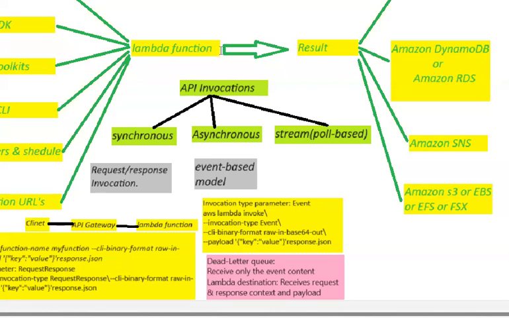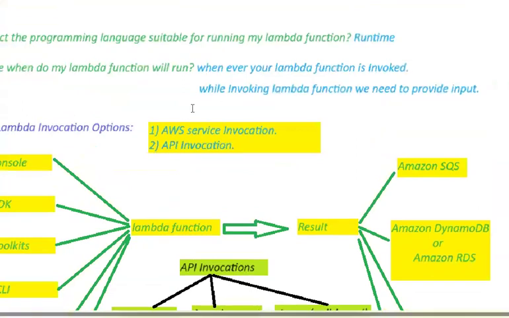So what is the other invocation we have? We have service based invocation. In service based invocation, you cannot select any invocation type. AWS will select the invocation method for you. In API invocation only, you will select. In service invocation, you cannot select.